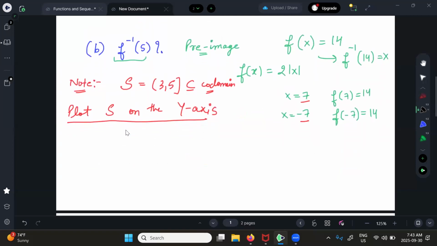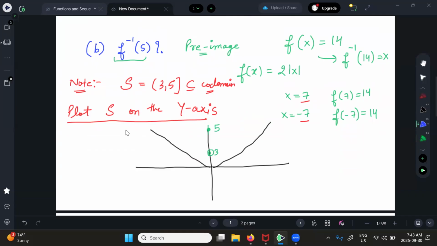So let me draw the graph one more time. Now I'm writing a lot because I'm explaining it here. You don't have to show all this, but show some work so that I know that you know what you're talking about. Okay. Now I'm going to plot my interval. So there is an open interval at 3 and a closed value at 5.